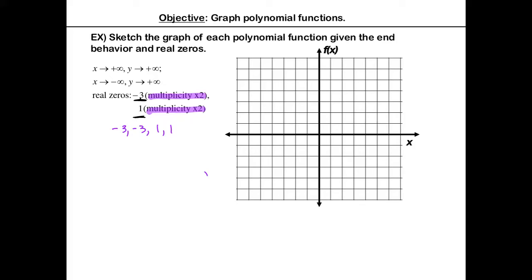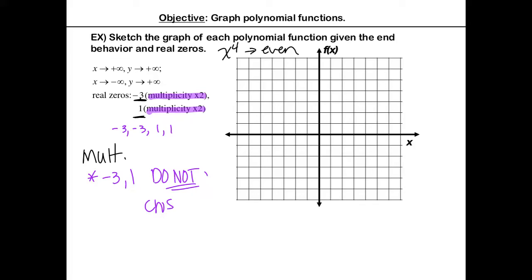The multiplicity means you have two of each of those. So how many total zeros do I have? 4. This is an x to the 4th power, which means it's going to be even. And so because it's even, your arrows should be pointing in the same direction. Okay, so when I plot my zeros, this time there is multiplicity. So I'm going to put an asterisk at my negative 3 and my 1, and that means I do not cross the x-axis this time.